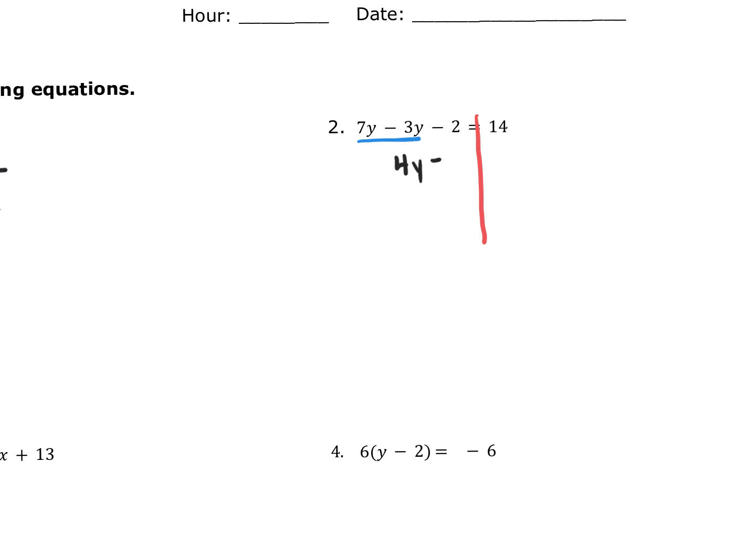I still have this -2 and I still have equals 14. To get rid of that -2, I'm going to add 2 to both sides, which leaves me with 4y equals 16. And then to get rid of that 4 by the y, those are being multiplied, so I'm going to divide, and I get y equals 4.